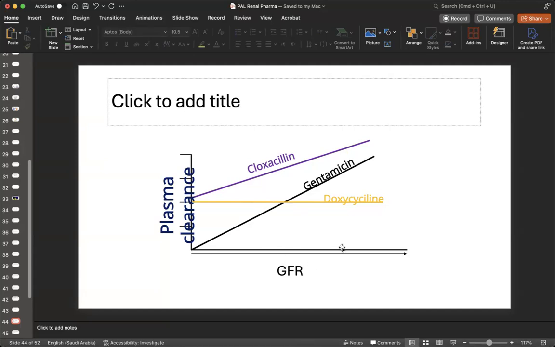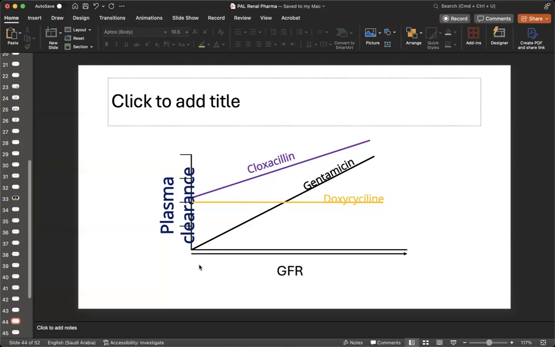As the GFR increases, both gentamicin and cloxacillin are being cleared more. What does that mean? It means that cloxacillin and gentamicin are being cleared by the kidneys. Why? Because as GFR increases, there's an increased clearance, which correlates to a decreased level of these drugs in the plasma. That's a correlation.